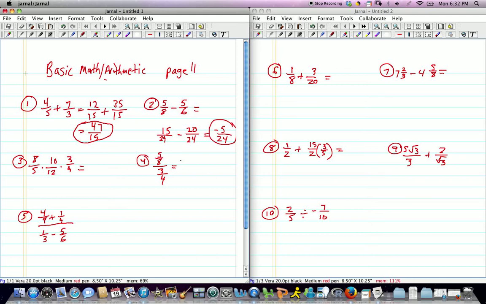If you look at number 3, we're doing multiplication. Multiplication, we're going to multiply straight across. So I'll just show you one way to do this, and then we can go from there. If I multiply straight across here, I can take 8 times 10 times 3. So that's 80 times 3, which gives me 240. Oh, sorry, I'm looking at the wrong one. Yeah, that gives me 240. If I look at the bottom, I also do the same thing. 5 times 12 is 60, times 4 is also 240. When I divide those out, I end up getting 1.